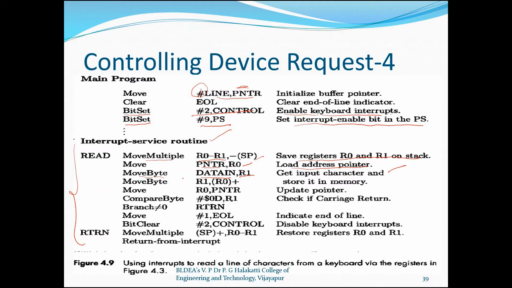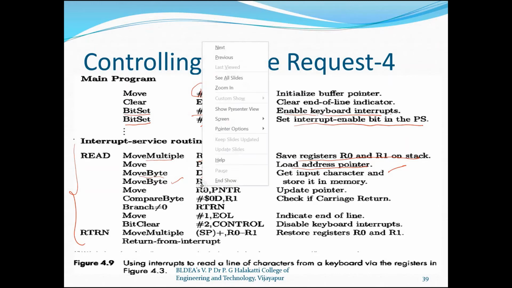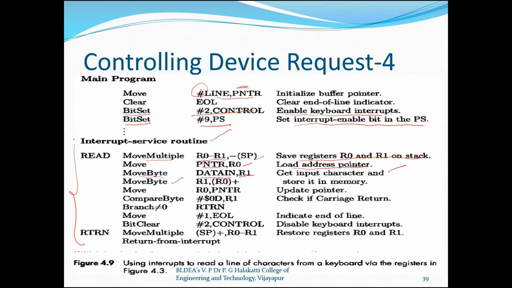Similarly, we want to copy the content of the register to a memory location, that is, to store it into the memory location. I say move bytes R1 to a memory location that is pointed by R0. And after storing it into the memory location, increase the pointer to the next memory location so that the next value which is going to be read should be stored into a new place. Then we say move the content of the new address to the variable PNTR. That is nothing but updating the pointer.